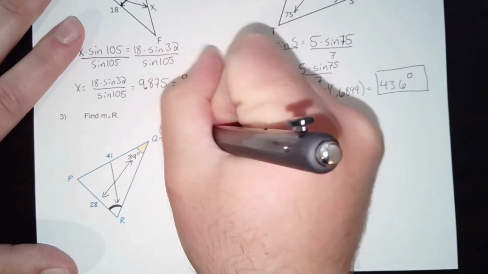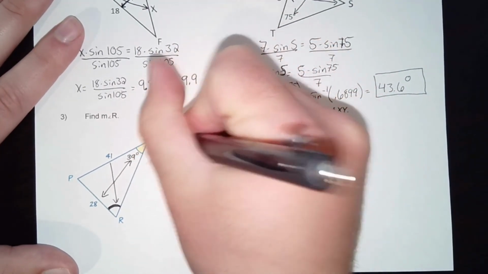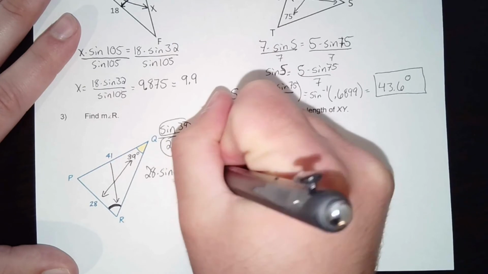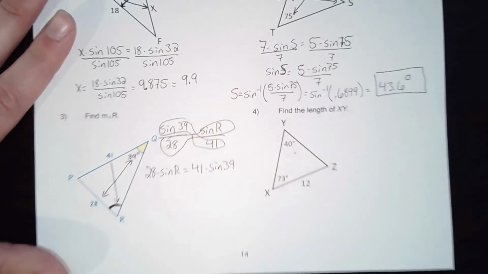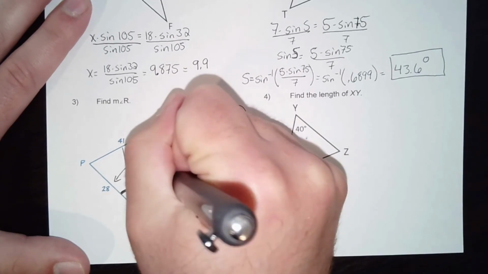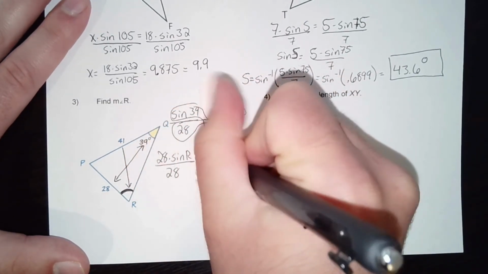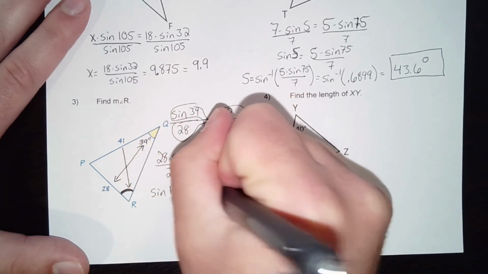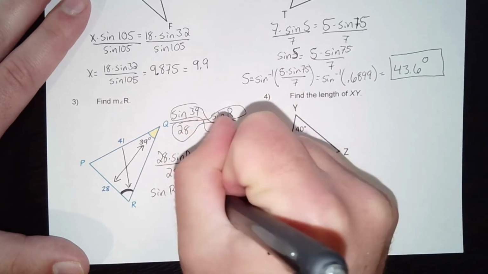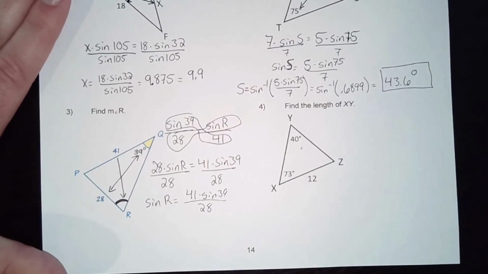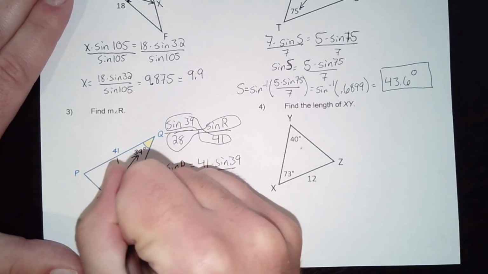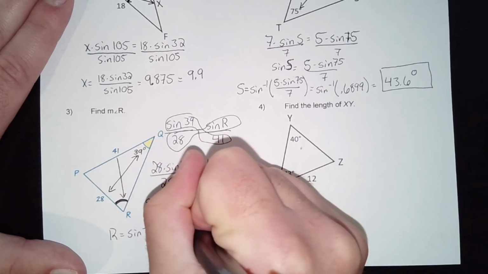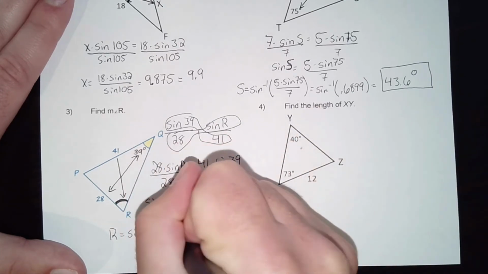If I go ahead and cross multiply, I'm going to have 28 times the sine of R is equal to 41 times the sine of 39. And I'm going to then divide by the 28, which gives me the sine of R is equal to 41 times the sine of 39 divided by 28. Okay, again, I'm trying to find an angle, so I do have to take an inverse. So R is going to equal the inverse sine of 41 times the sine of 39, all divided by 28.